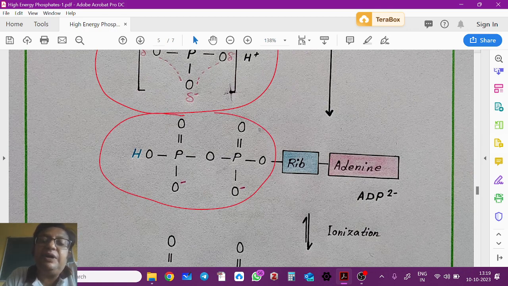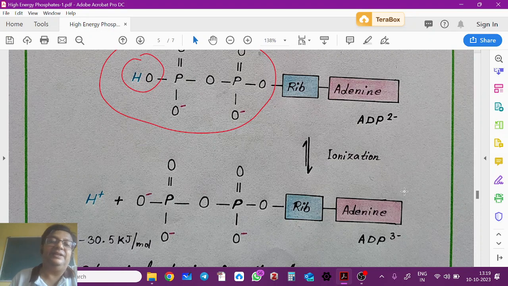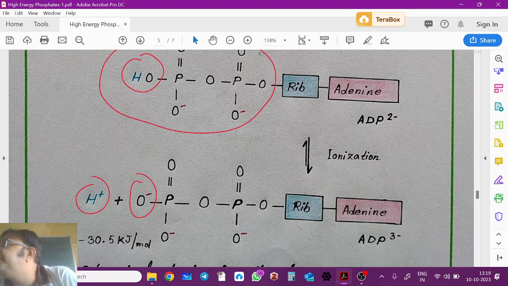In the end of this ADP2 minus, you see an OH at the end. O is not left as O minus. When ionization takes place, this H plus goes out and it becomes O minus, so that becomes negative. H joins and leaves. So this is ionization which takes place.